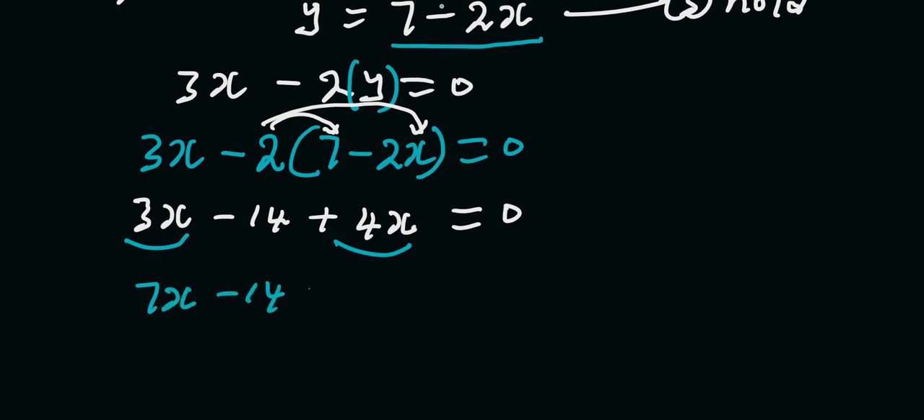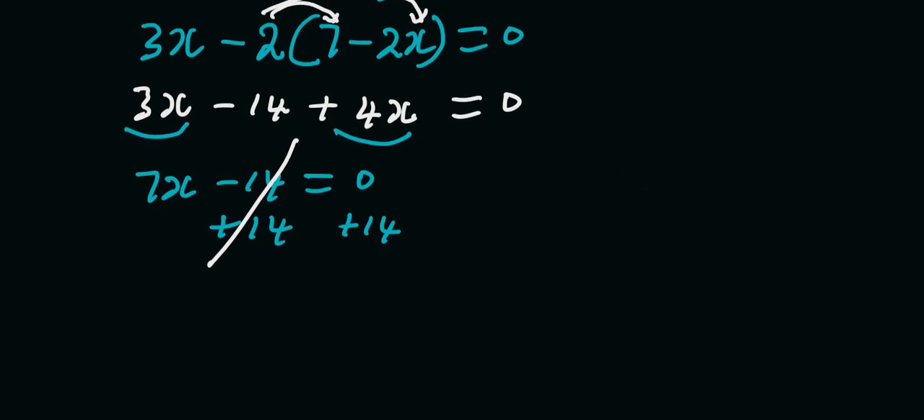minus 14 equal 0. So now we are going to isolate 7x. And to do that, we are going to subtract 14 from both sides. Add 14 to both sides, rather, because we have -14 over here. To eliminate this from here, you add 14 to both sides. So plus 14. So -14 plus 14 will cancel out because that's going to give you 0.